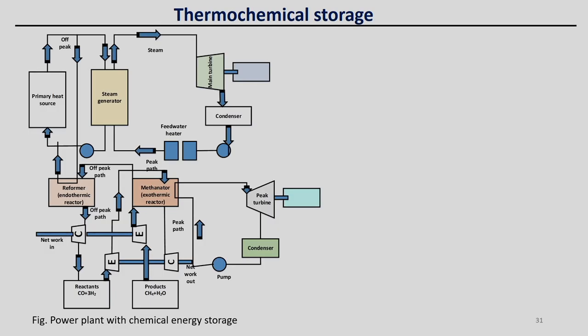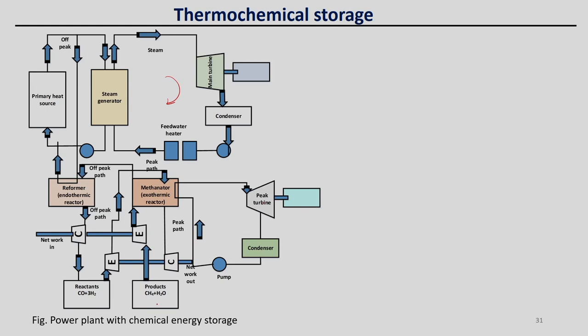So, you can see this plant here. It looks very complicated, but it is not so complicated. So, this is the primary heat source and the steam generator is here, and we can produce electricity by using this cycle, right. So, now if we have excess energy, then that can be used to promote this endothermic reaction, and we can store it in a tank. Okay? And then when there is a demand, then this can be expanded and we can promote this exothermic reaction to produce the heat, and that heat is enough to run a peaking turbine and we can produce electricity, right?